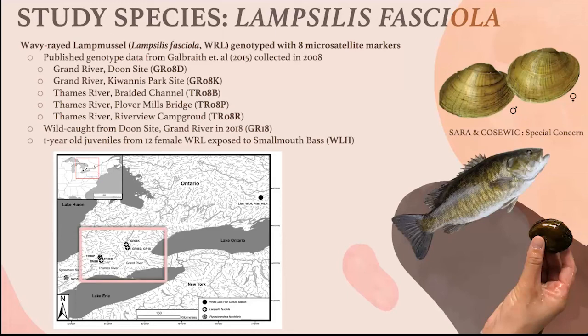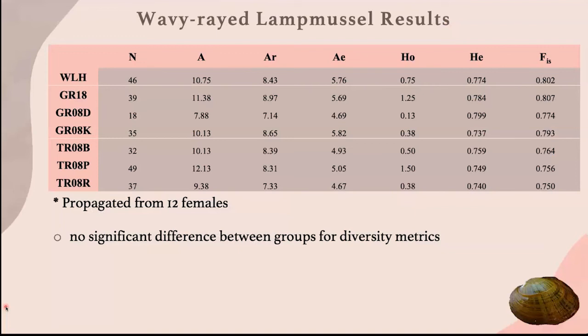So on this map here, this is showing you southern Ontario. Our Grand River individuals came from here, our Thames River individuals came from here, and then the captive propagation occurred at the White Lake Fish Culture Station up here. And this propagation trial occurred before the design of our experiment, so the genetic data for the mothers was not available to us. Here's a summary table of our genetic diversity metrics going from left to right.